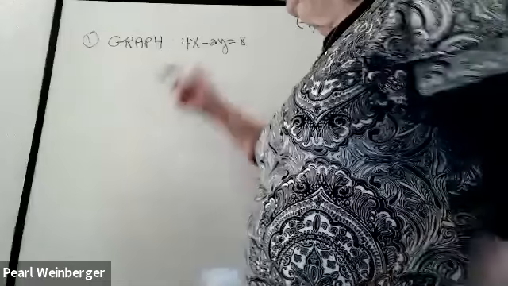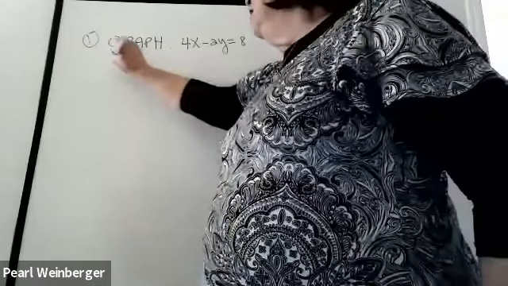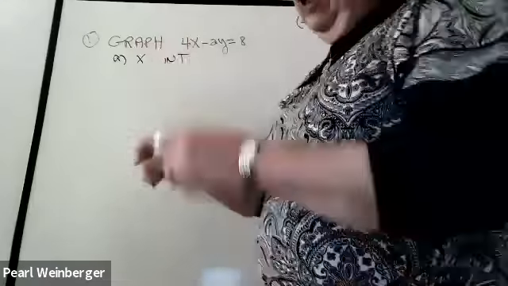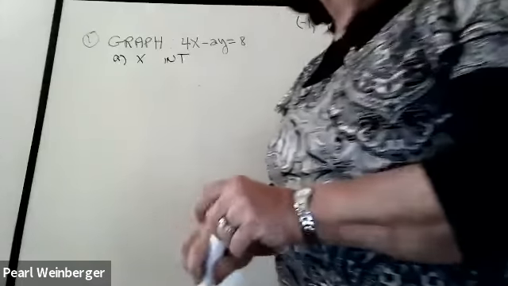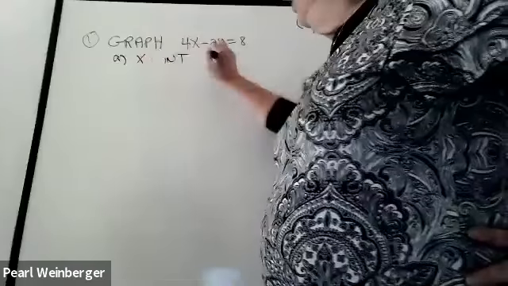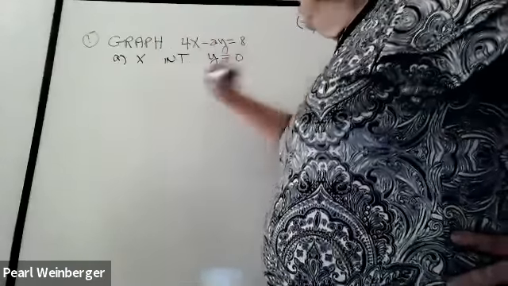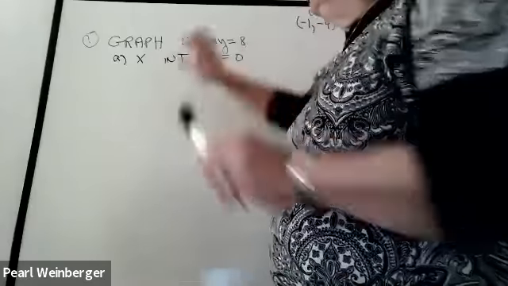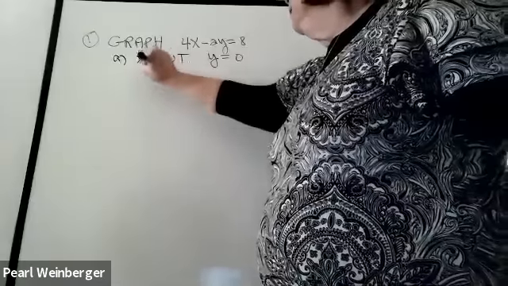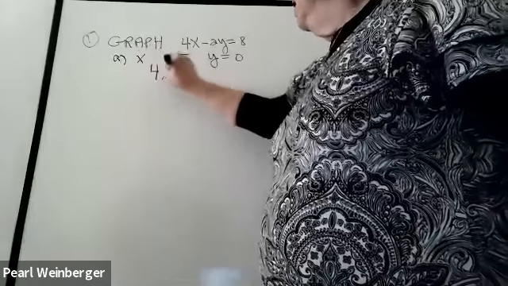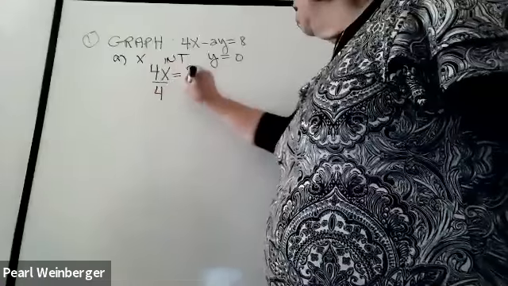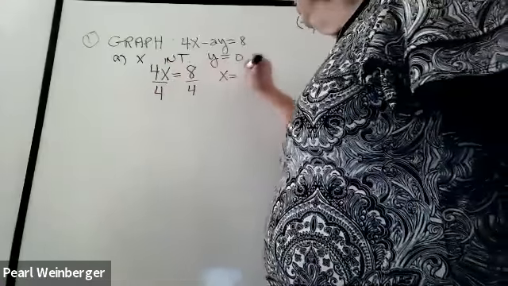We are going to do this first by finding the x-intercept, then we'll find the y-intercept, and then we'll connect those 2 points. Remembering that when we do the x-intercept, we set the y equal to 0. That, leaving the y equal to 0, just gets rid of the y, so I'm left with 4x equaling 8. And when I divide by 4, that gives me x equal to 2.